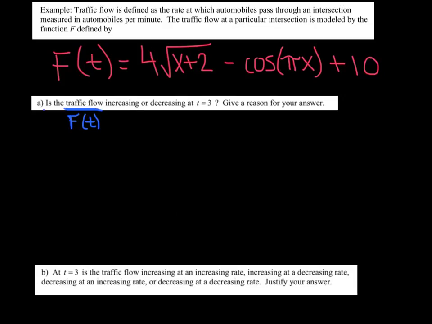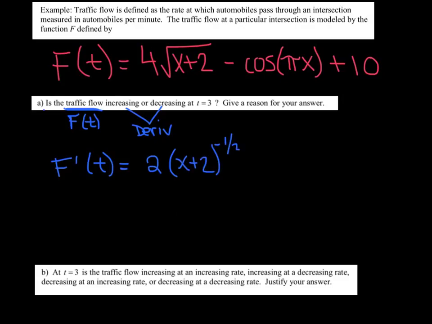So anytime we discuss increasing or decreasing, we're talking about that function's derivative. So I'm going to have to get my hands on capital F prime of t, which I'm visualizing some chain rule here. We're going to go 1/2 times 4, which is 2, x plus 2 to the -1/2 times 1, plus sine of pi times x times pi, and then the 10 is dead. And then I'm going to evaluate this derivative at 3 by plugging it into my calculator. And of course we're in radian mode.